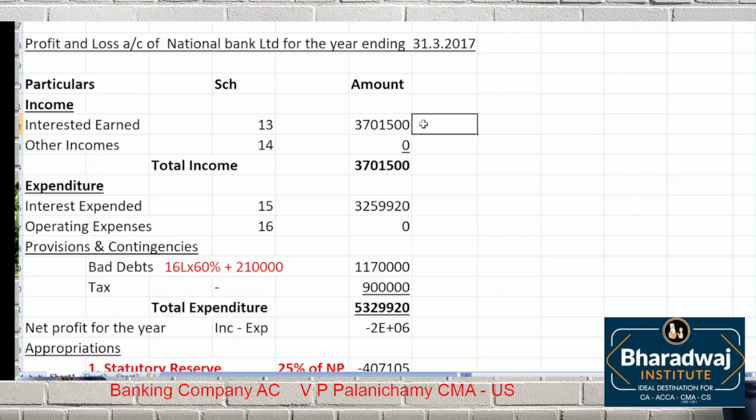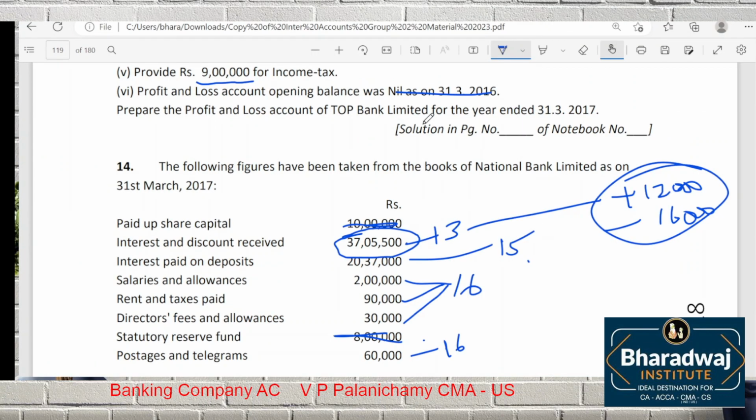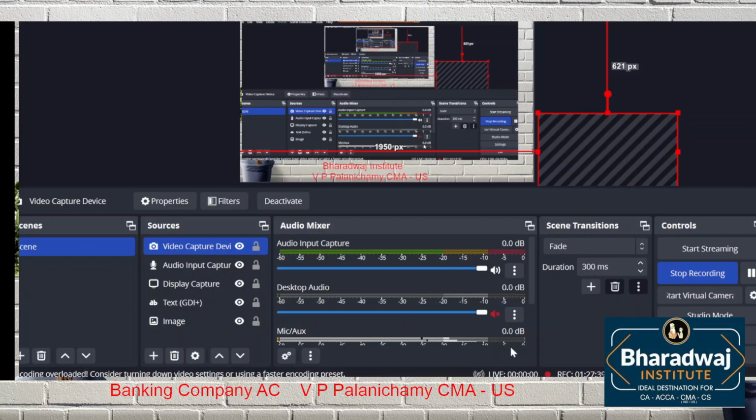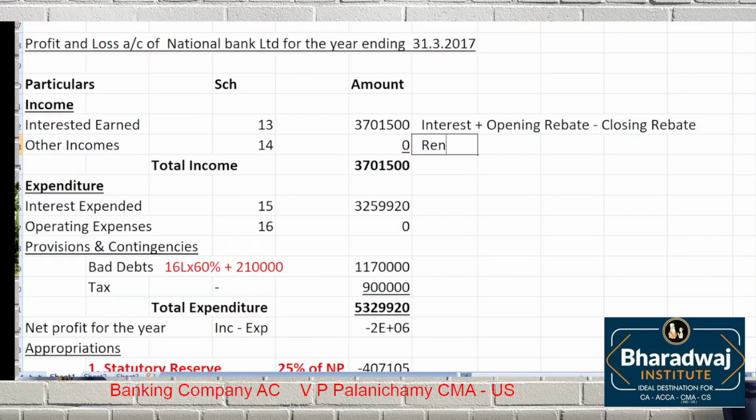So total of 13, interest earned plus opening rebate minus closing rebate. Hope you tried it and continuing here. Interest earned plus opening rebate minus closing rebate will give us 37,01,500. 37,05,500 plus 12,000 minus 16,000, like that. Other incomes, rent, what else? Yes, commission, profit on sale of asset.